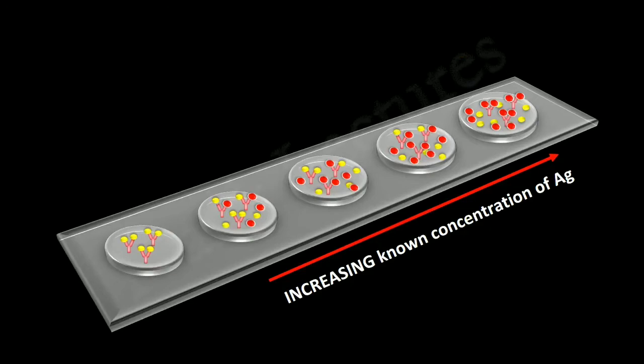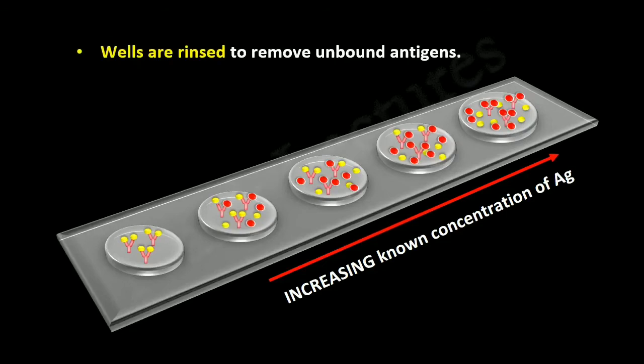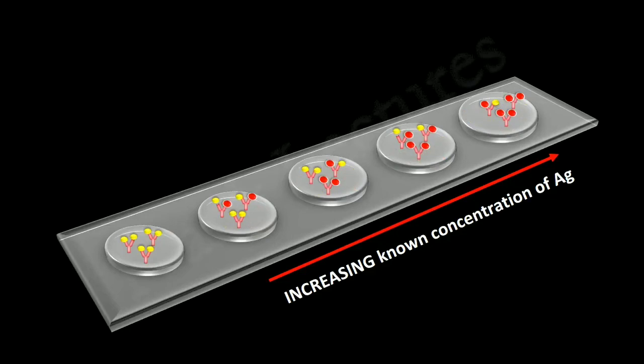Now, in each well there will be bound as well as unbound antigens. In the next step, we will separate the unbound antigens by rinsing the wells and measure the radioactivity in each well by gamma counter.